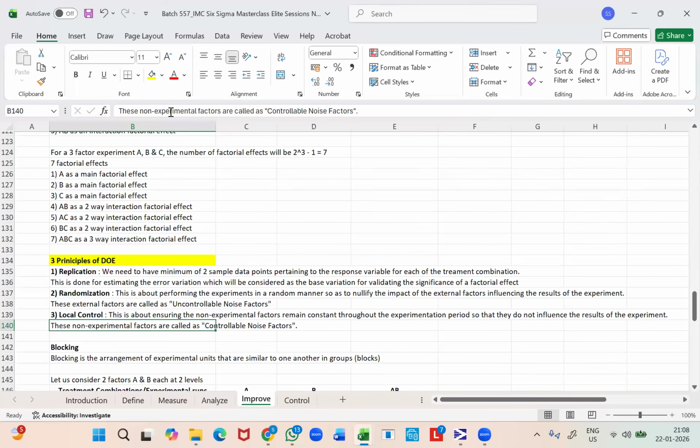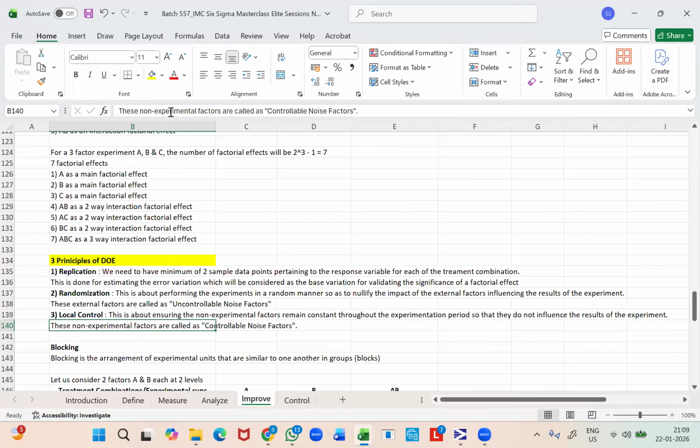So from that perspective, we need to ensure that the non-experimental factors like milk or sugar are kept constant throughout the experimentation period. That is what the local control would suggest, right? So these are the three principles of DOE which we need to adhere to while conducting the experiment.